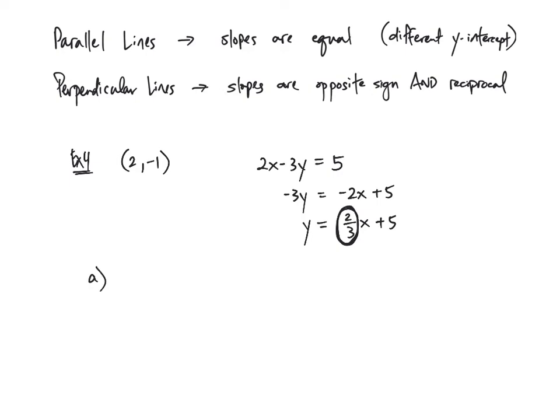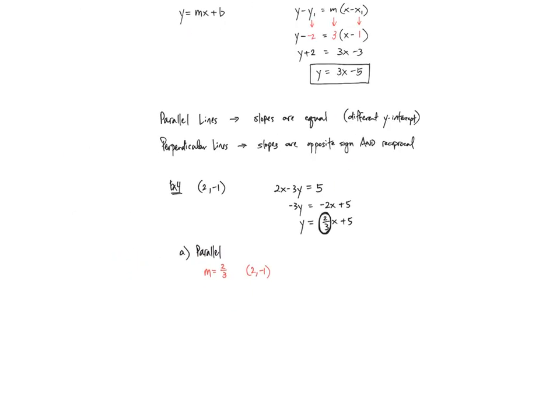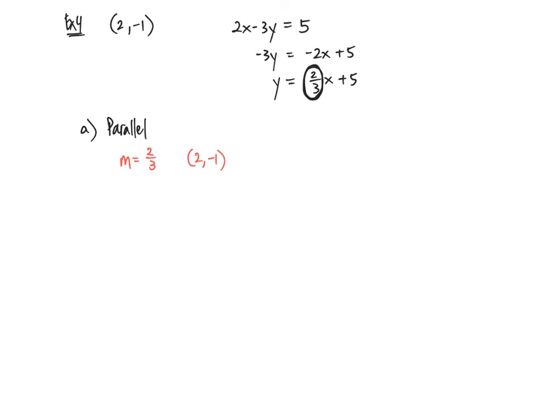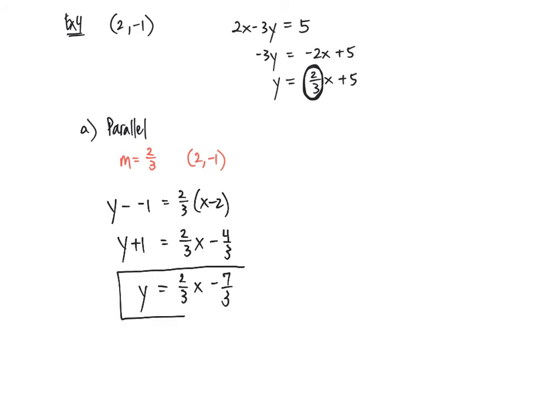For part A, where they want you to come up with a parallel line, we're going to use the same slope, m equals 2/3, and we're going to use the point (2, -1). I'm going to plug that into the point-slope form. So that gives me y minus -1 equals 2/3 times (x minus 2). Simplify. We're going to subtract 1, and we get this. So there's our parallel line.